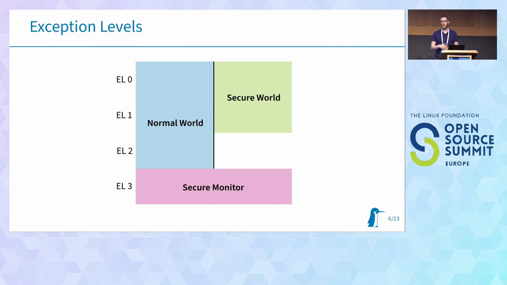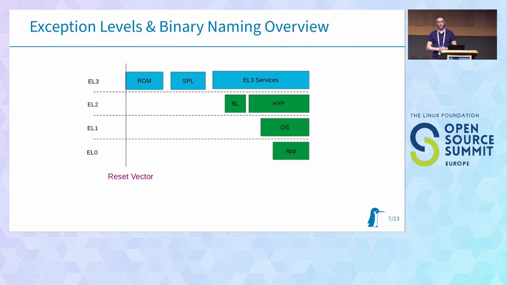We can also put this on a timeline during boot up. So we'll always start out in the highest exception level, which is exception level 3. Then the ROM code is going to start. The ROM code is usually your vendor implementation or is fused into your SoC.